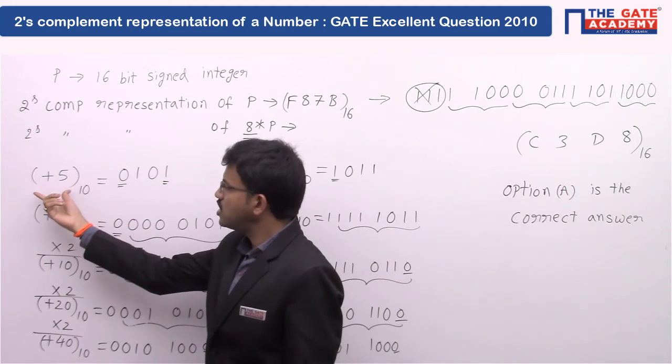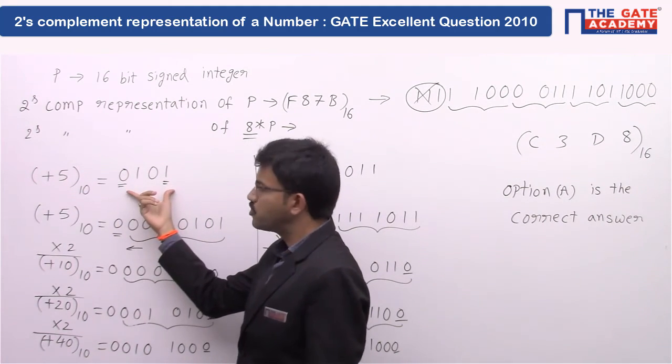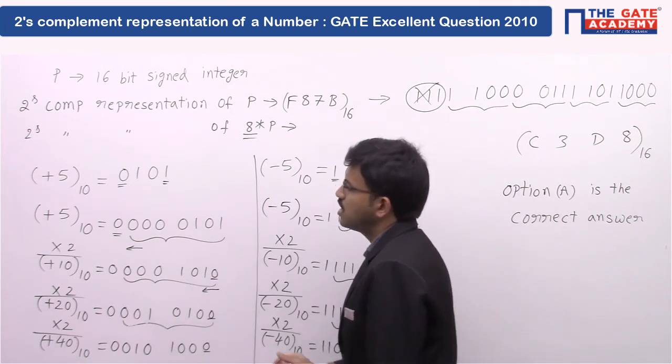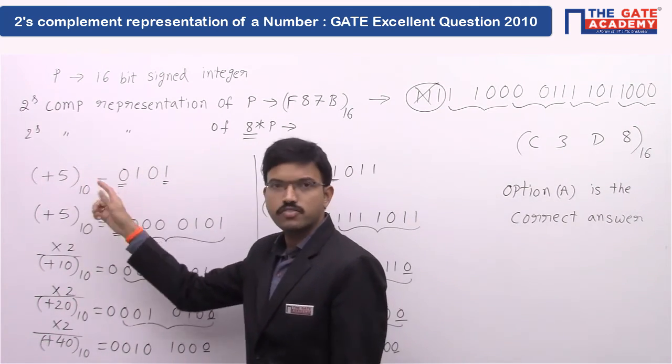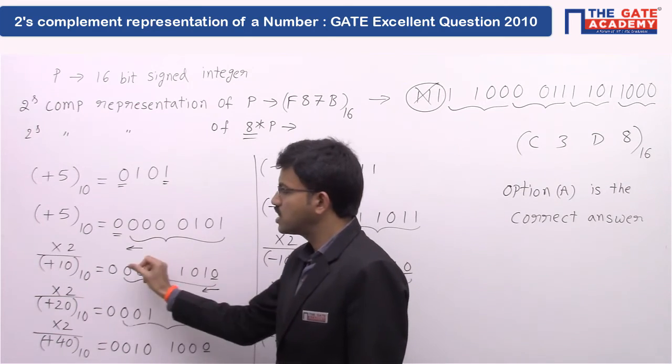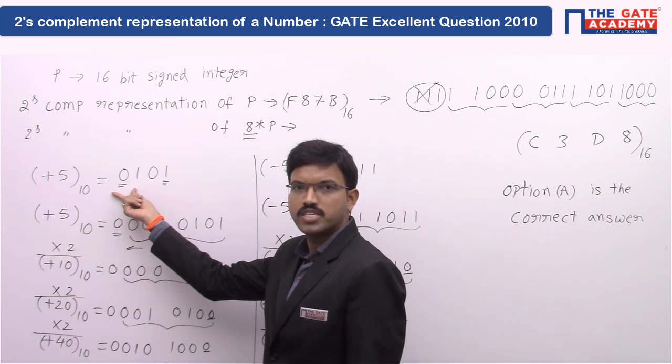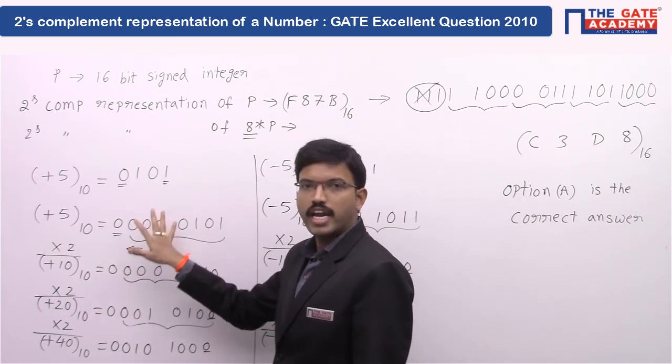See here, actually for representing plus 5, we require only 4 bits. But why have I represented it with 8 bits? The reason is, here I wanted to multiply this plus 5 with 8. That is the same as doing left shift 3 times. That means, in order to take care of the sign bit, that's why I have used 8-bit representation.